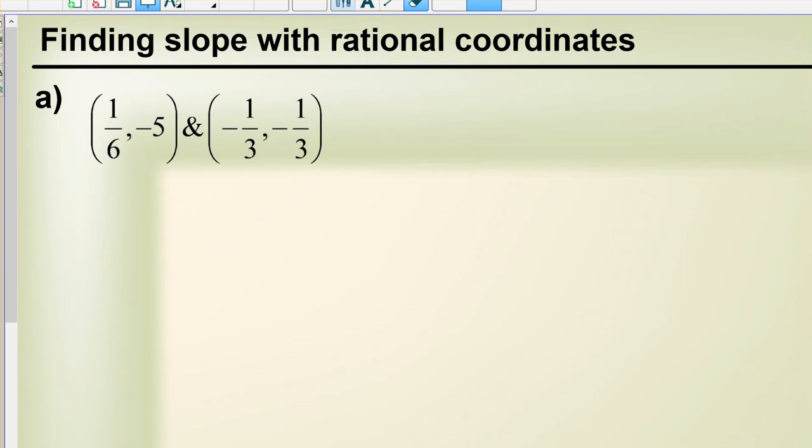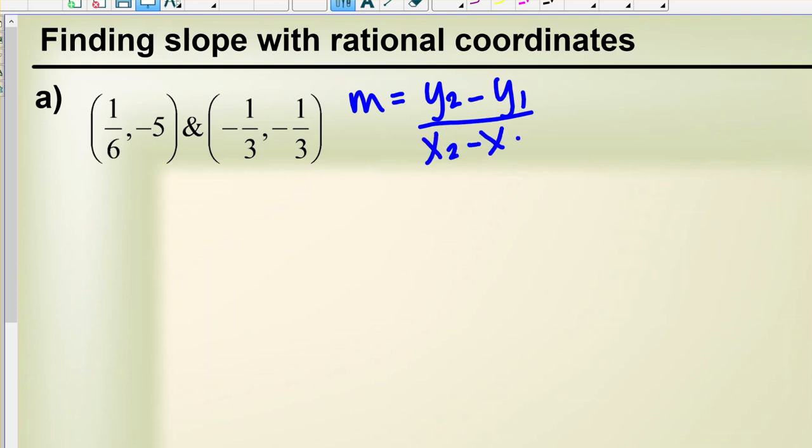This video is going to demonstrate how to find slope with rational coordinates, or basically when we have fractions as coordinate points. So, just like we would with any other two sets of points, we are going to use the formula for finding slope, which is y2 minus y1 over x2 minus x1.